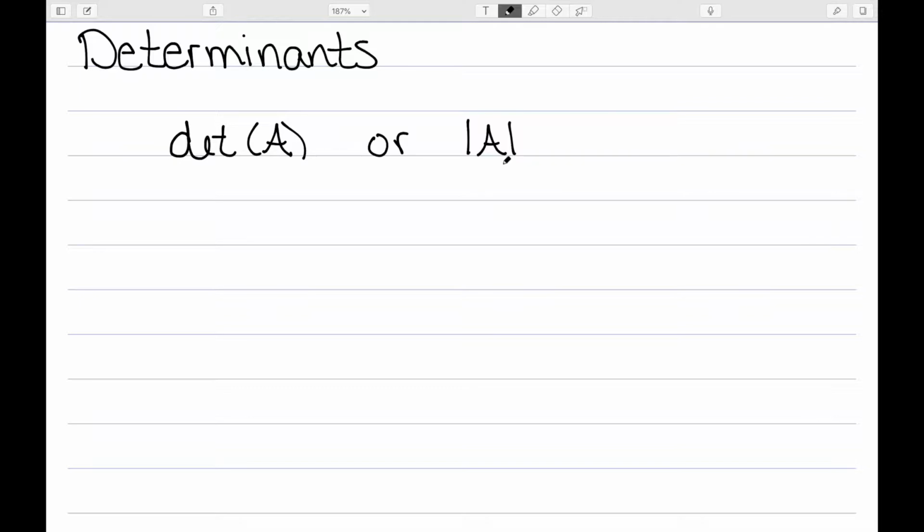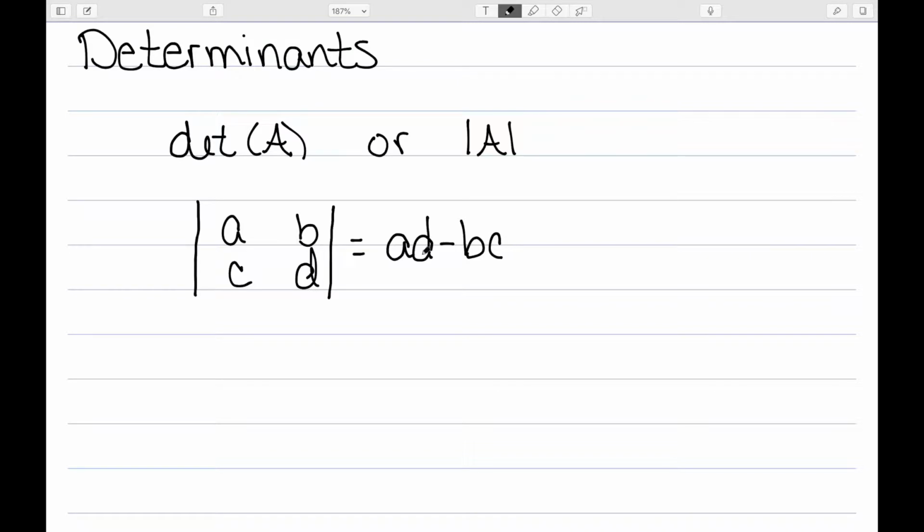I'm going to start with the 2 by 2 case, and then we'll look at higher cases. If I consider a general 2 by 2 matrix, these vertical bars indicate that we're taking the determinant. The determinant is AD minus BC. We multiply this direction and subtract multiplying this direction.